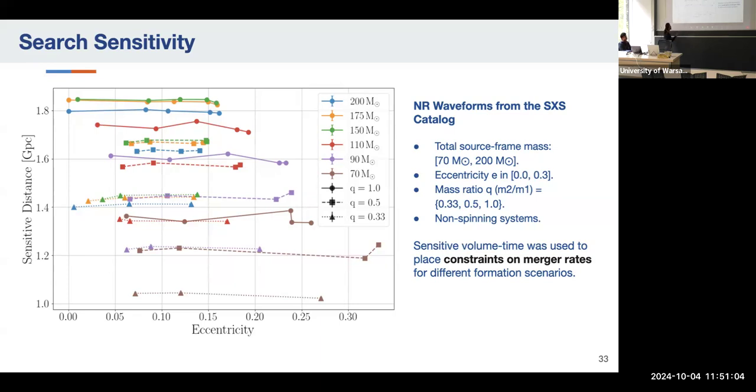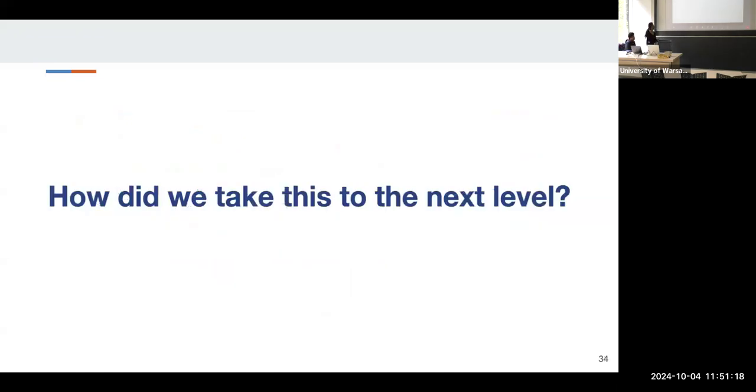And using this, we were able to place constraints on merger rates. And we saw that the constraints that we placed agreed very well with astrophysical predictions by astrophysical modelers. So now Tanmaya is going to talk about how we upgraded CWB to the next level to make it even better.